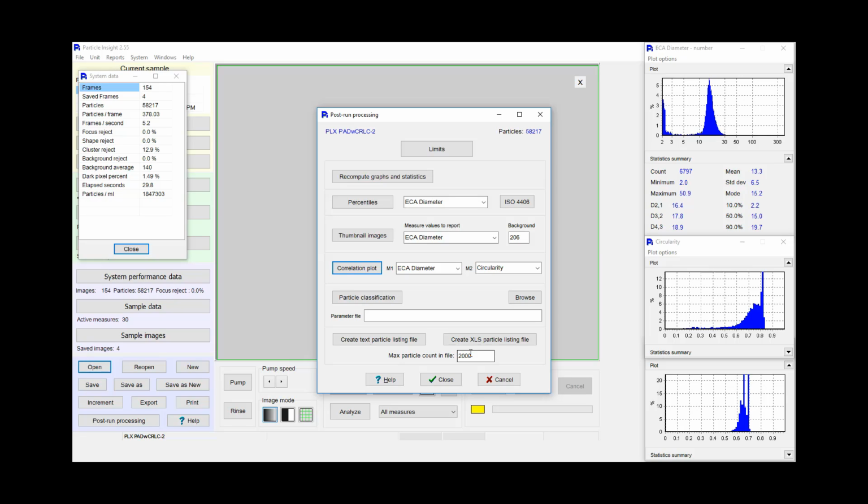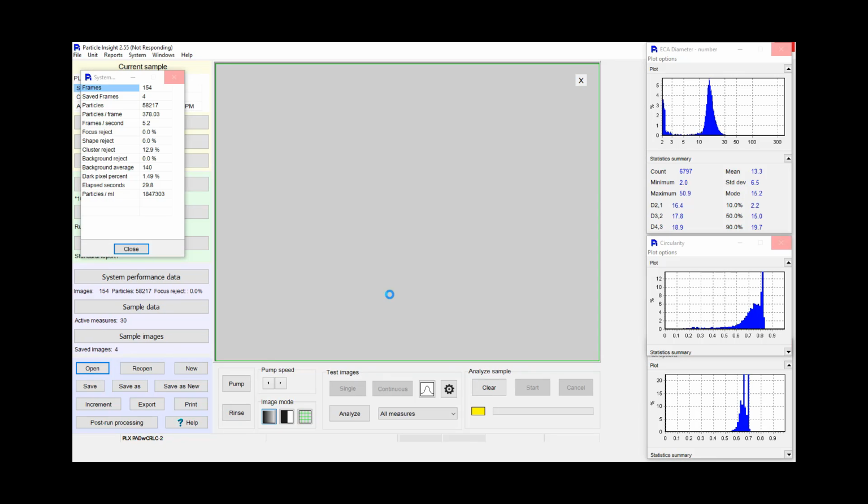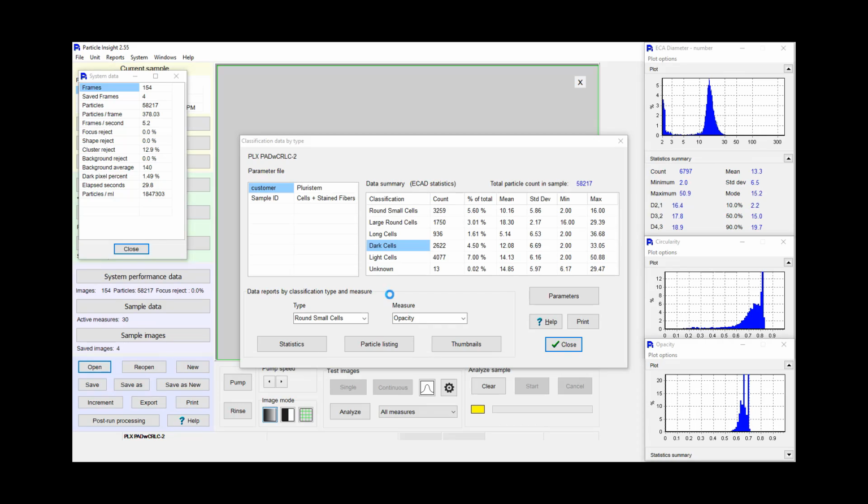The other nice feature we can look at with the Particle Insight, and I already talked about concentration, is particle classification. Particle classification is something where we can look at specific areas of the population independent of other things. What do I mean by that? In this case, I created a group of different classes. I called them small round cells, large round cells, long cells, dark cells, light cells, and then unknown. I created parameters for all of these, and then I could see what count there is for all these different particles.